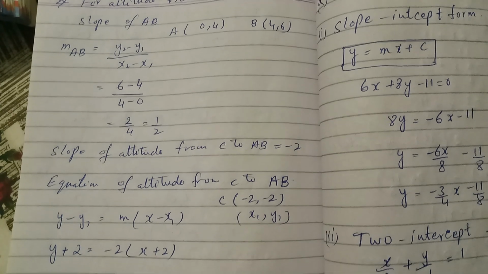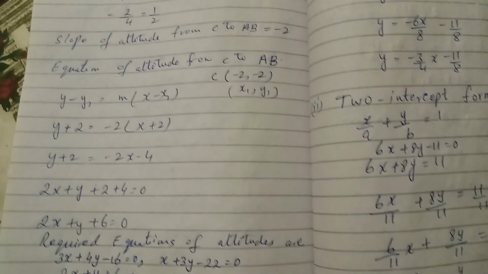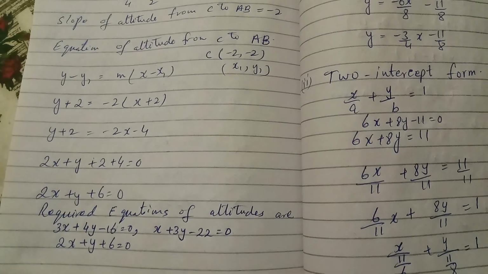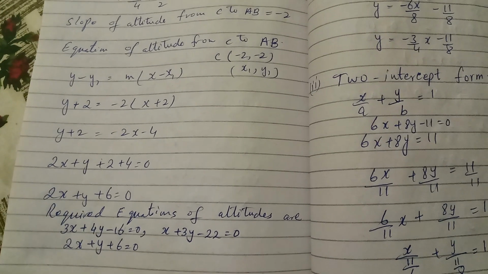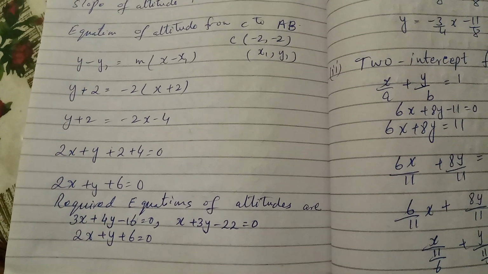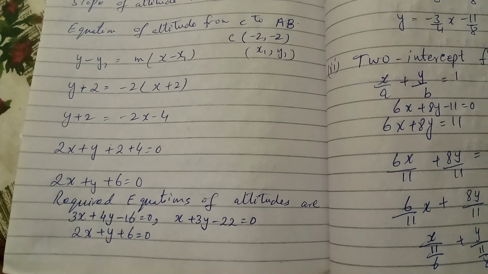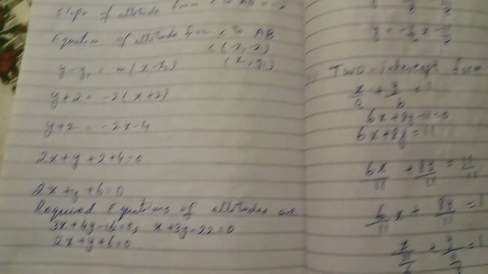So the formula used is y minus y1 equal to m times (x minus x1). By putting the values, we have got 2x plus y plus 2 plus 4 equals 0. So the equation is 2x plus y plus 6 equals 0. So the required equations of the altitudes are 3x plus 4y minus 16 equals 0, x plus 3y minus 22 equals 0, 2x plus y plus 6 equal to 0.